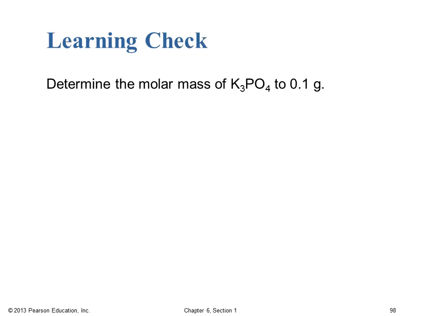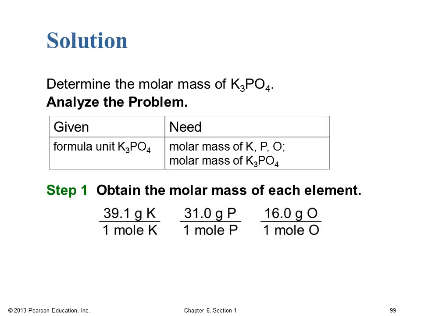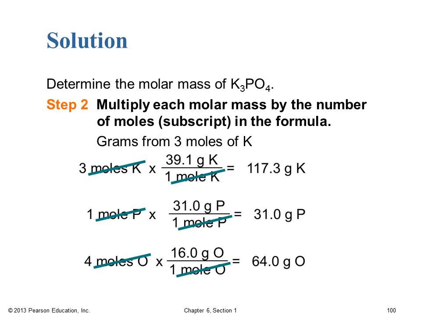It wants us to do the same thing for potassium phosphate. Here we're given the formula for potassium phosphate, K3PO4. So we have 3 moles of potassium, 1 mole of phosphorus, and 4 moles of oxygen. Looking on the periodic table, we have a molar mass of 39.1 grams per mole for potassium, 31.0 grams per mole for phosphorus, and 16.0 grams per mole for oxygen.